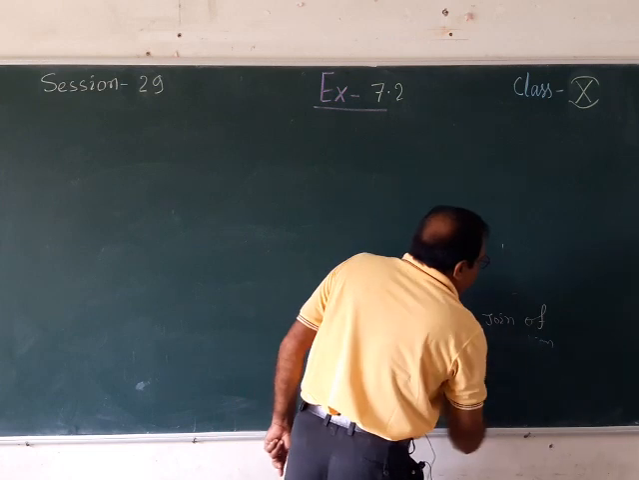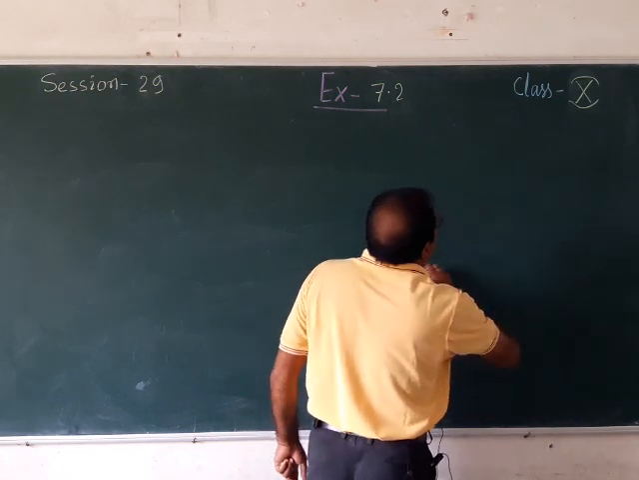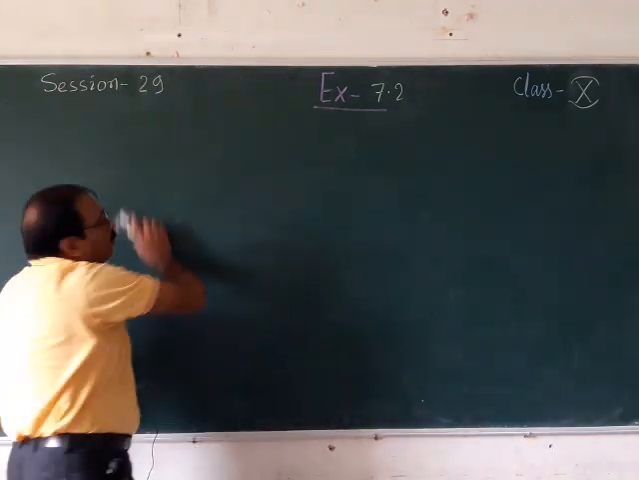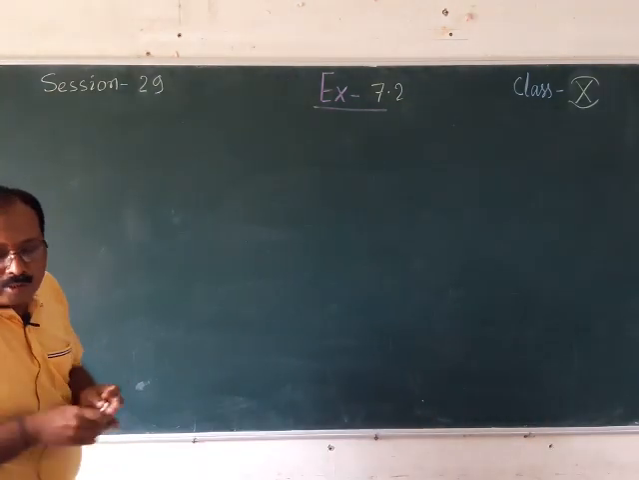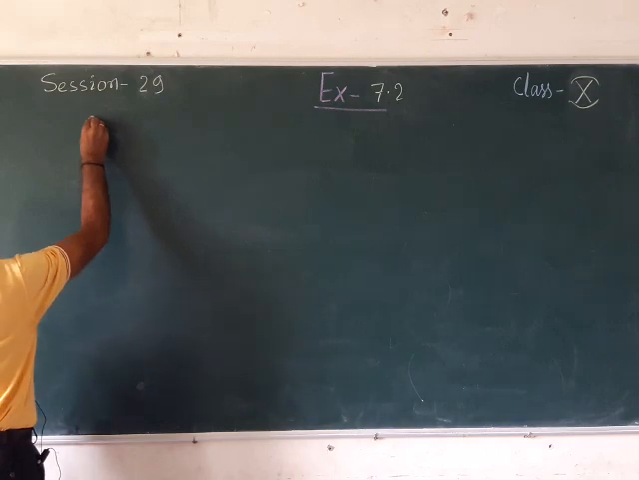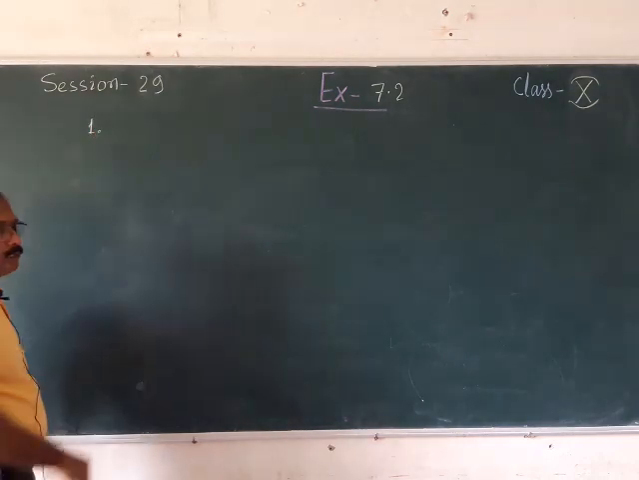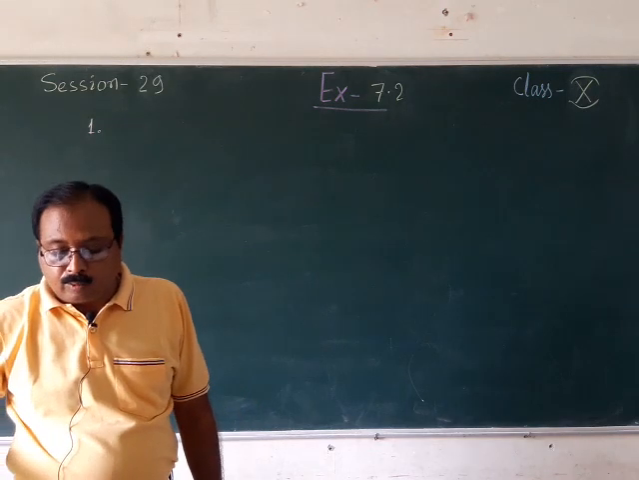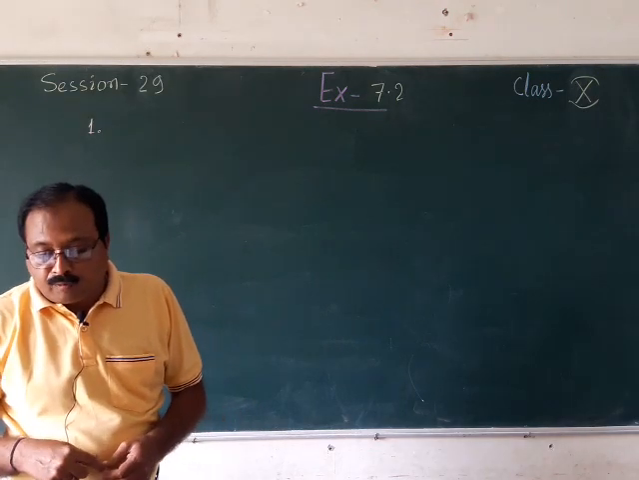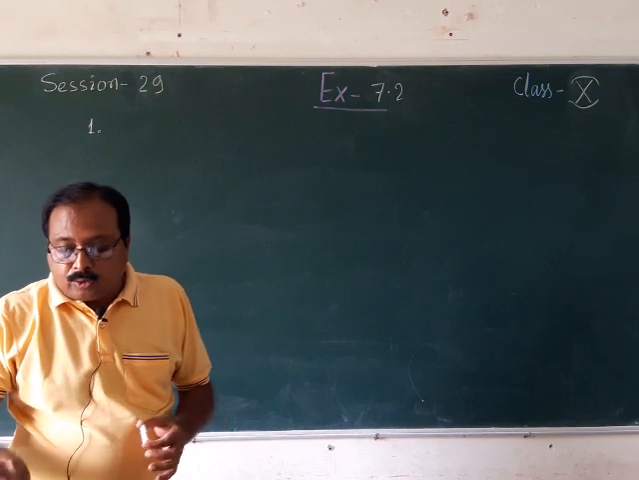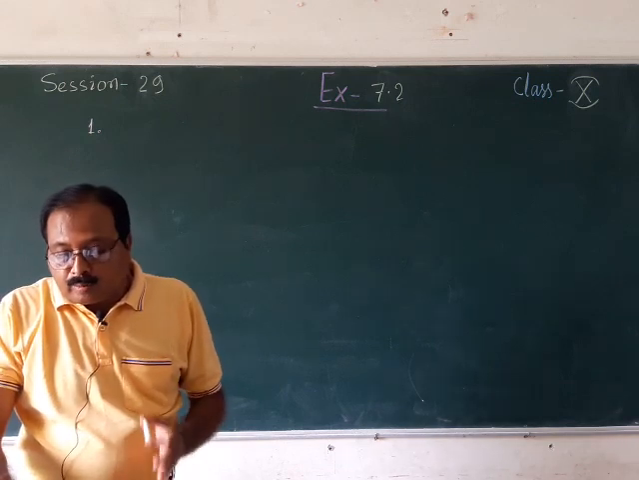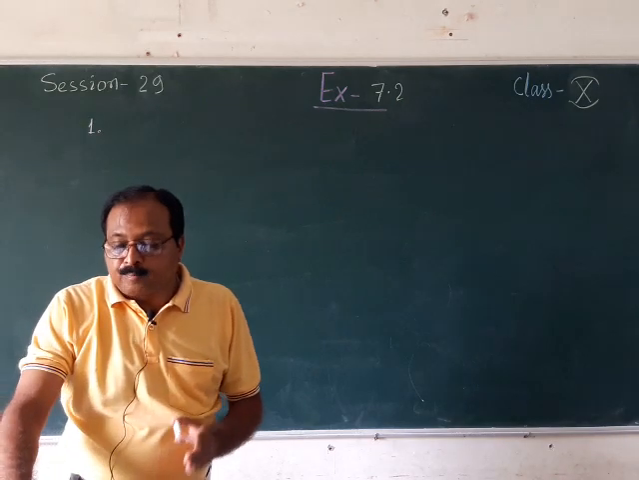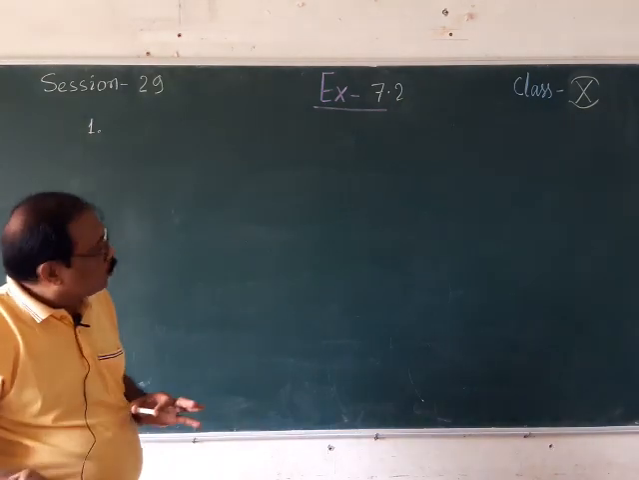Okay, after looking at these formulas, where and how we will apply them, let us see by doing question number 1 of exercise 7.2. So this is question number 1. Just take out your book and look at it. Find the coordinates of the point which divides the join of (-1, 7) and (4, -3) in the ratio 2:3.